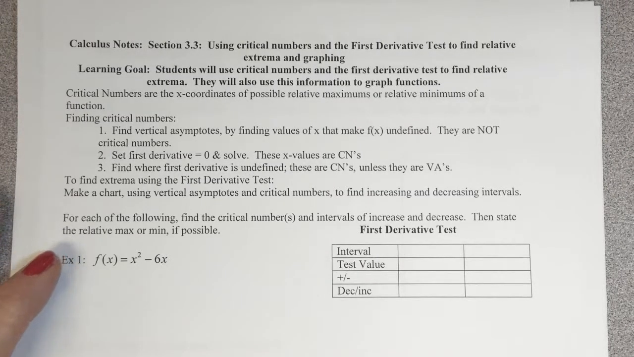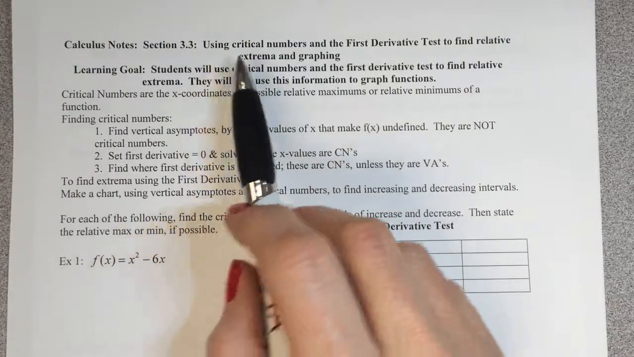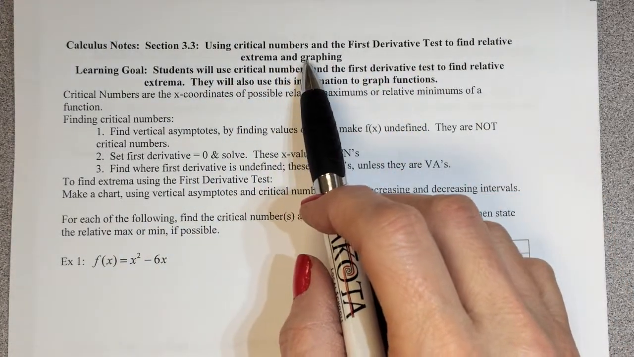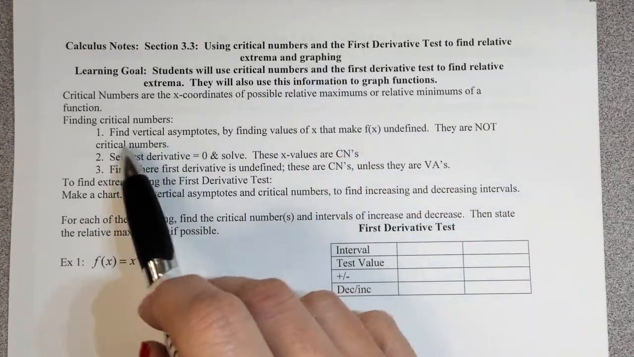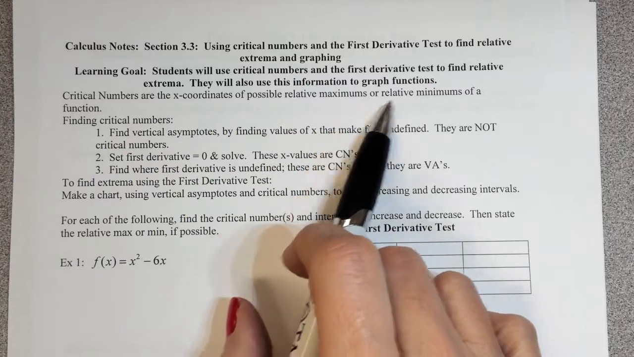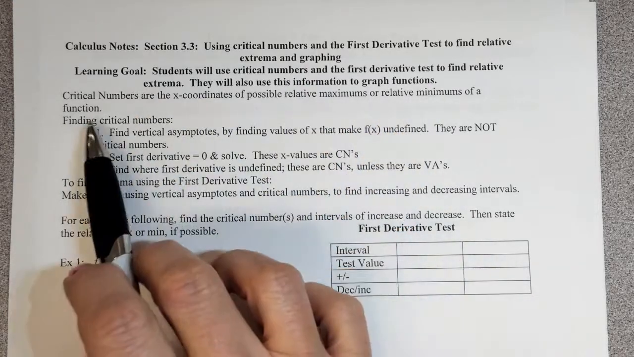Okay, we're looking at section 3.3 again. This is using critical numbers in the first derivative test to find relative extrema. We're also going to relate that to graphing. Remember that critical numbers are the x-coordinates of possible relative maximums and minimums of a function.